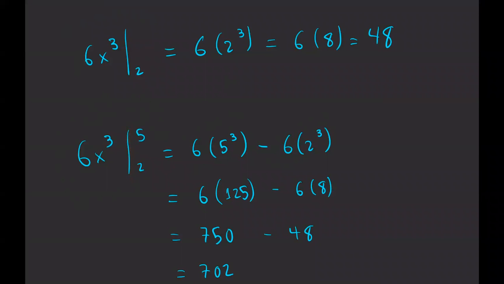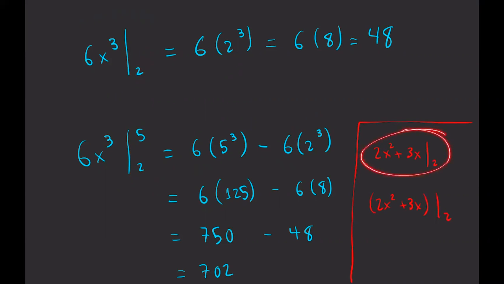Let me be very clear as well. There is a very big difference. Kind of put this off to the side. There's a very big difference between 2x squared plus 3x evaluated at 2, and parentheses 2x squared plus 3x evaluated at 2. In this scenario, this is indicating that I'm only evaluating 3x at 2, and I'm leaving the 2x squared there. Here, this indicates that I'm evaluating the entire thing at 2.